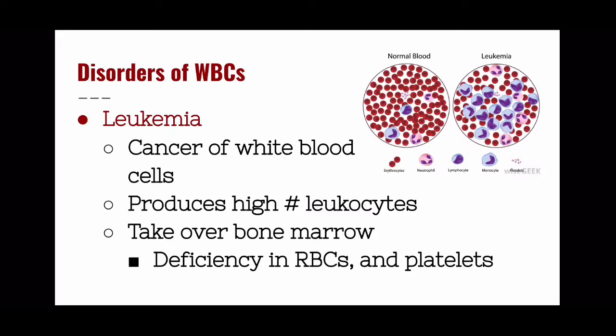Leukemia, which is a term that you've probably heard before, is cancer of the white blood cells. So leukemia causes a really high increase in the production of leukocytes. So your bone marrow is going to be making all sorts of these white blood cells, and the high numbers are going to just completely take over the bone marrow, which leads then to a deficiency in red blood cells and platelets throughout your body. So if you look at the picture in your slide, the normal blood is mostly red blood cells with some white blood cells inside. But with leukemia, your bone marrow is just making tons and tons of white blood cells. So there's not enough bone marrow to make your red blood cells, which leads to the deficiency in red blood cells along with platelets. Okay, so that's leukemia.